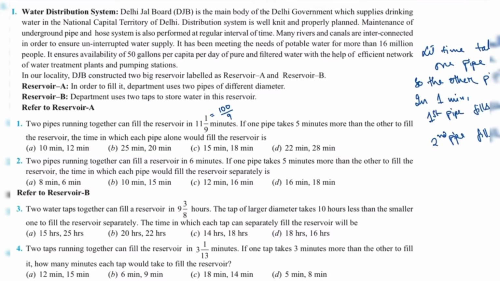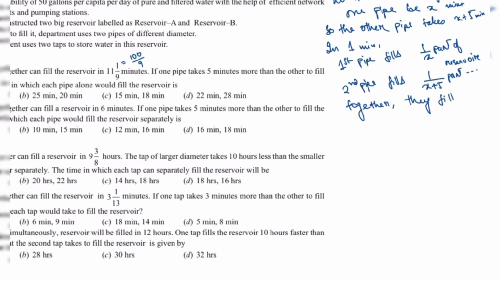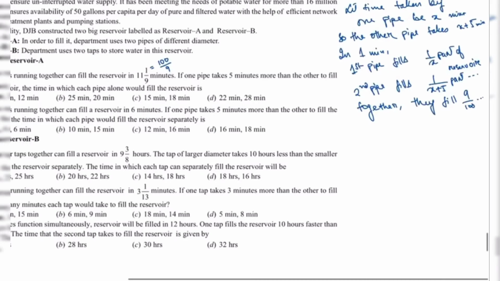So together they fill 100 by 9. So in 1 minute, what happens? They fill 9 by 100, 900th of the entire reservoir. So what we get is our equation as 1 by x plus 1 by x plus 5 has to be equal to 9 by 100. Okay.